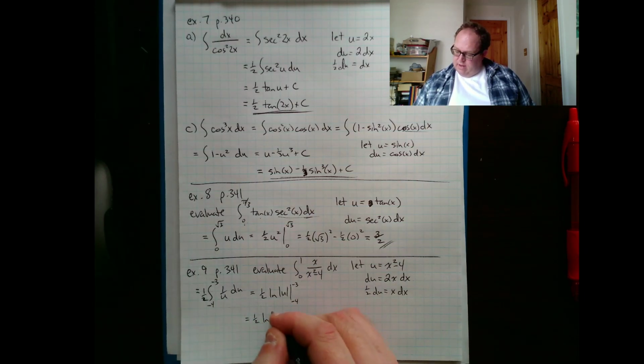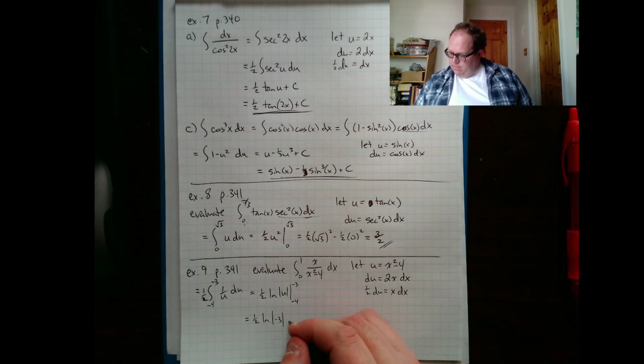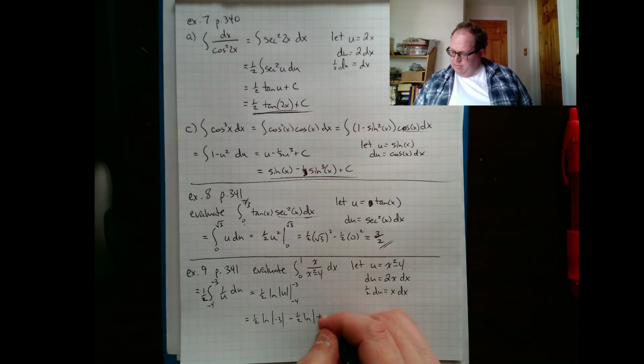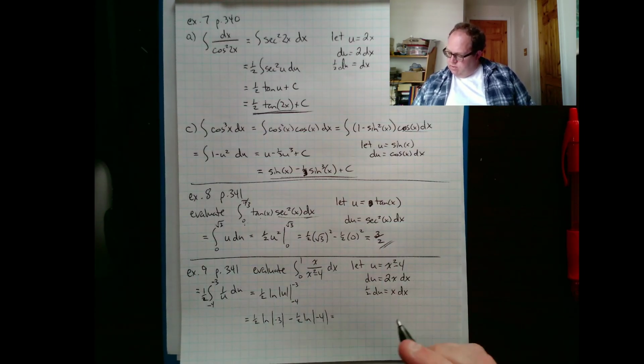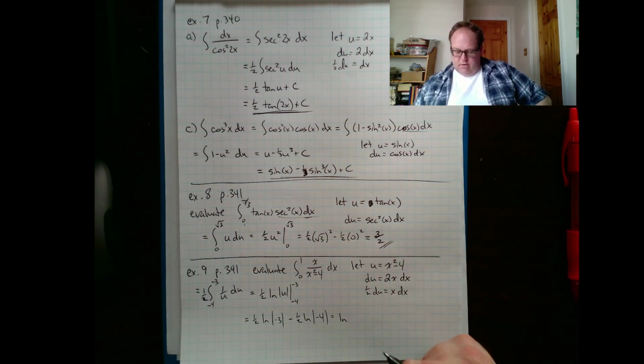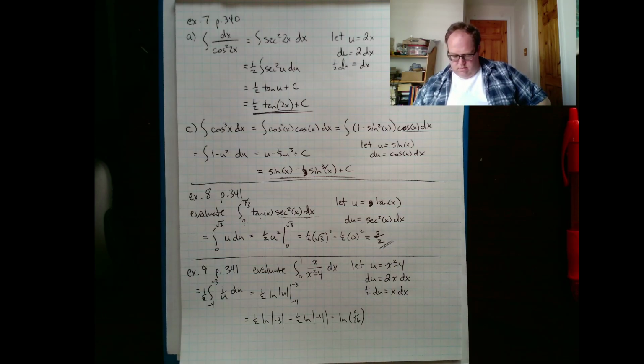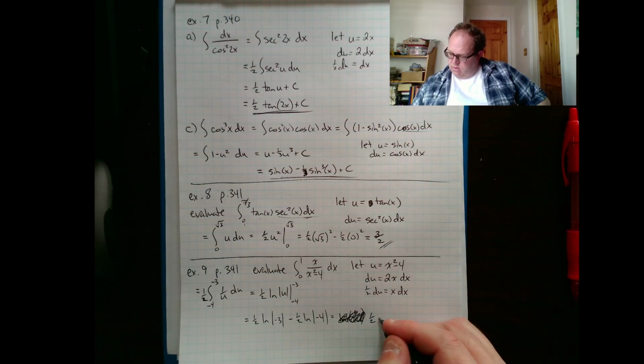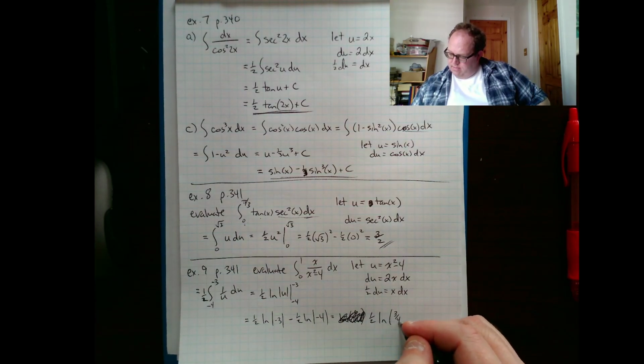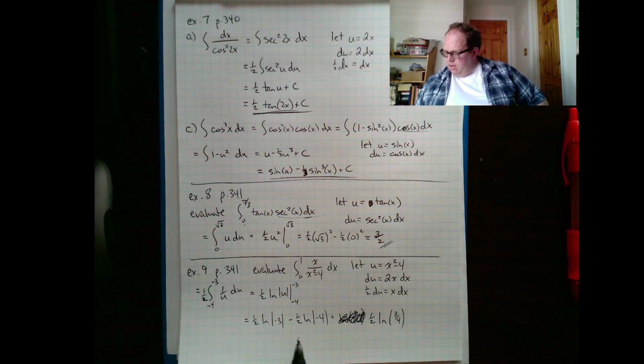This becomes 1 half the ln of the absolute value of negative 3 minus 1 half the ln of the absolute value of negative 4. Which would end up being, those of you following along at home, ln of 9/16. Nope, that's not correct at all. 1 half the ln of 3/4. Remember that I could factor a half out, and subtracting logarithms gives you the same result as dividing their arguments.